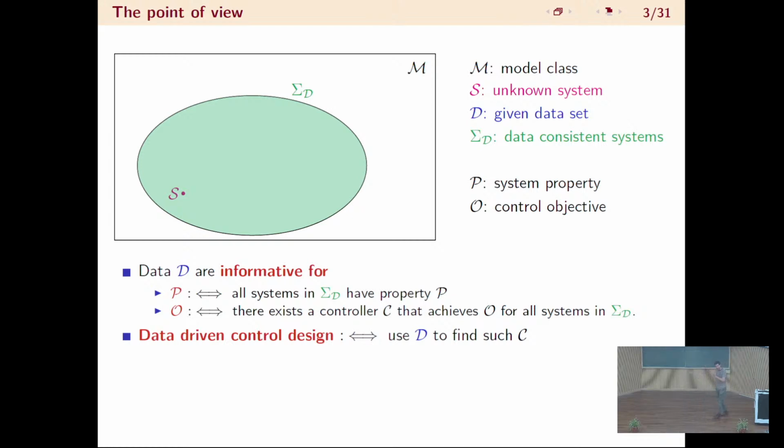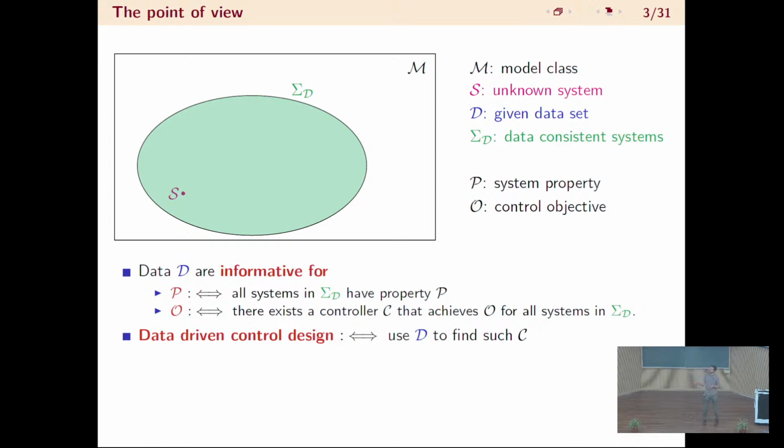The case that we have then is, in the case of noisy data, we always end up with a set of systems consistent with the data. So it's almost never the case that this set sigma D becomes a singleton. That is something very different from the noise-free case.